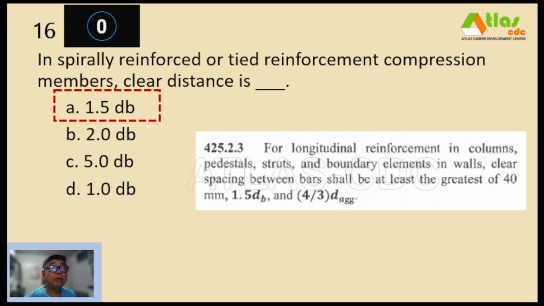So for longitudinal reinforcement in columns, pedestals, struts, and boundary elements in walls, clear spacing between bars shall be at least the greatest of 40 mm, 1.5 diameter, and 4/3 of D of aggregates.